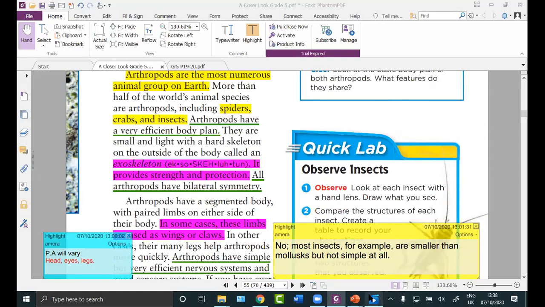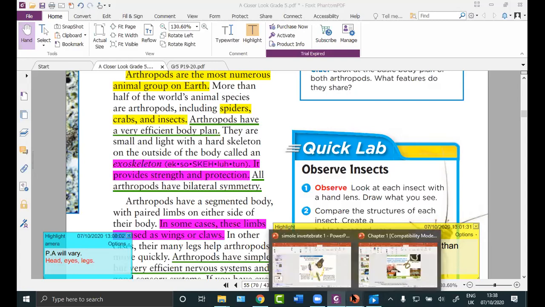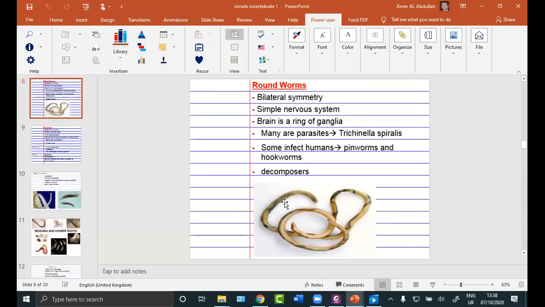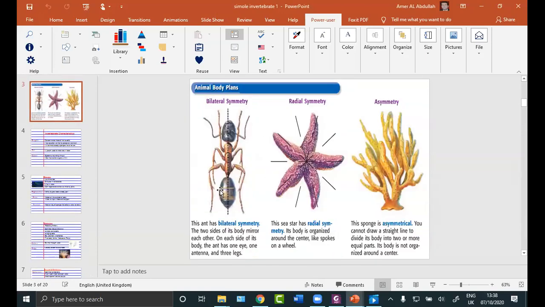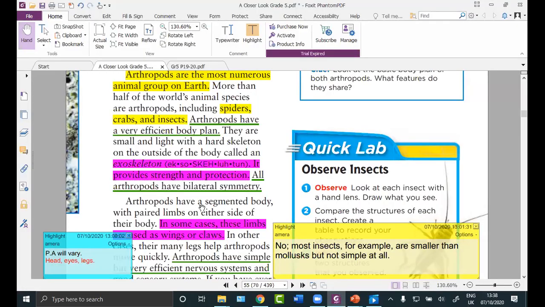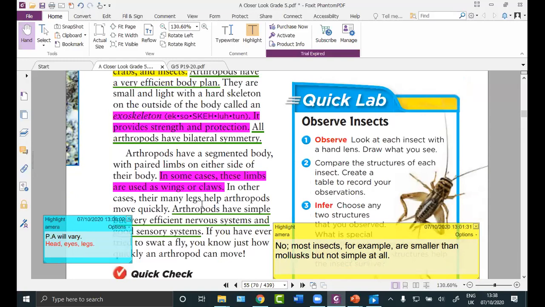Bilateral symmetry. We explain bilateral symmetry. The two sides of its body mirror each other. On each side, it's equal to the other side, like us.